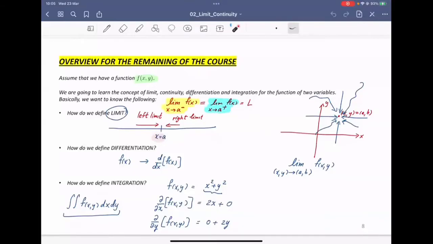Okay, good. So for today, we're going to talk about limits and continuity. As I told you last time, if you remember when you learned calculus 1, you had a limit, and you used to look at the left hand limit and the right hand limit. If the left hand limit and the right hand limit are equal to each other, you conclude that the limit exists. And finally, you conclude that the limit is also equal to L, which is the value of the left hand limit and the right hand limit.